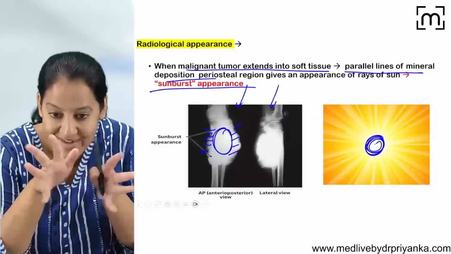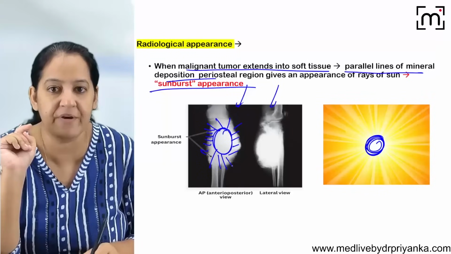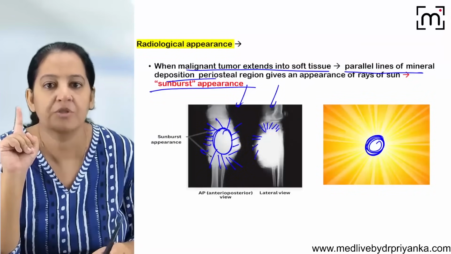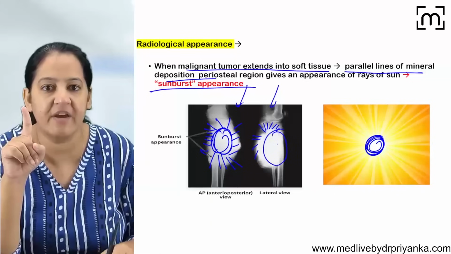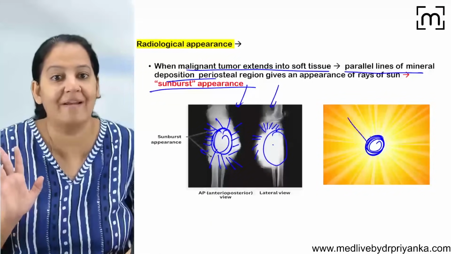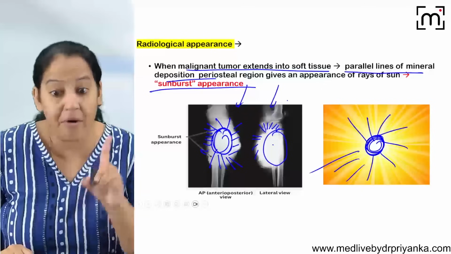And when the tumor is spreading in the soft tissue, parallel lines of mineralization are there. You can appreciate the parallel lines of mineralization in the tissue. So first, compare the tumor with the sun. The spread of the tumor in the soft tissue, with parallel lines of mineralization, looks like the sun. It is known as sunburst appearance.